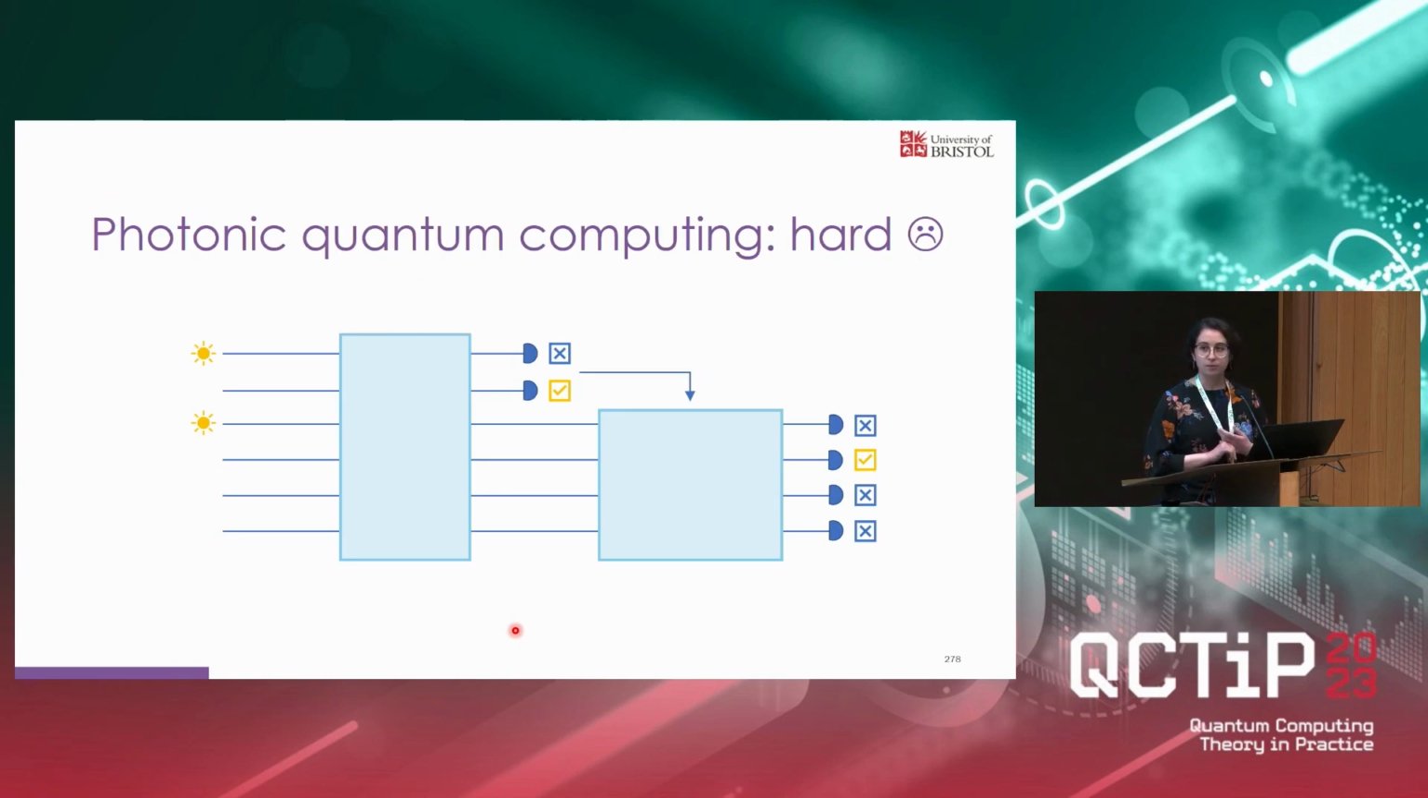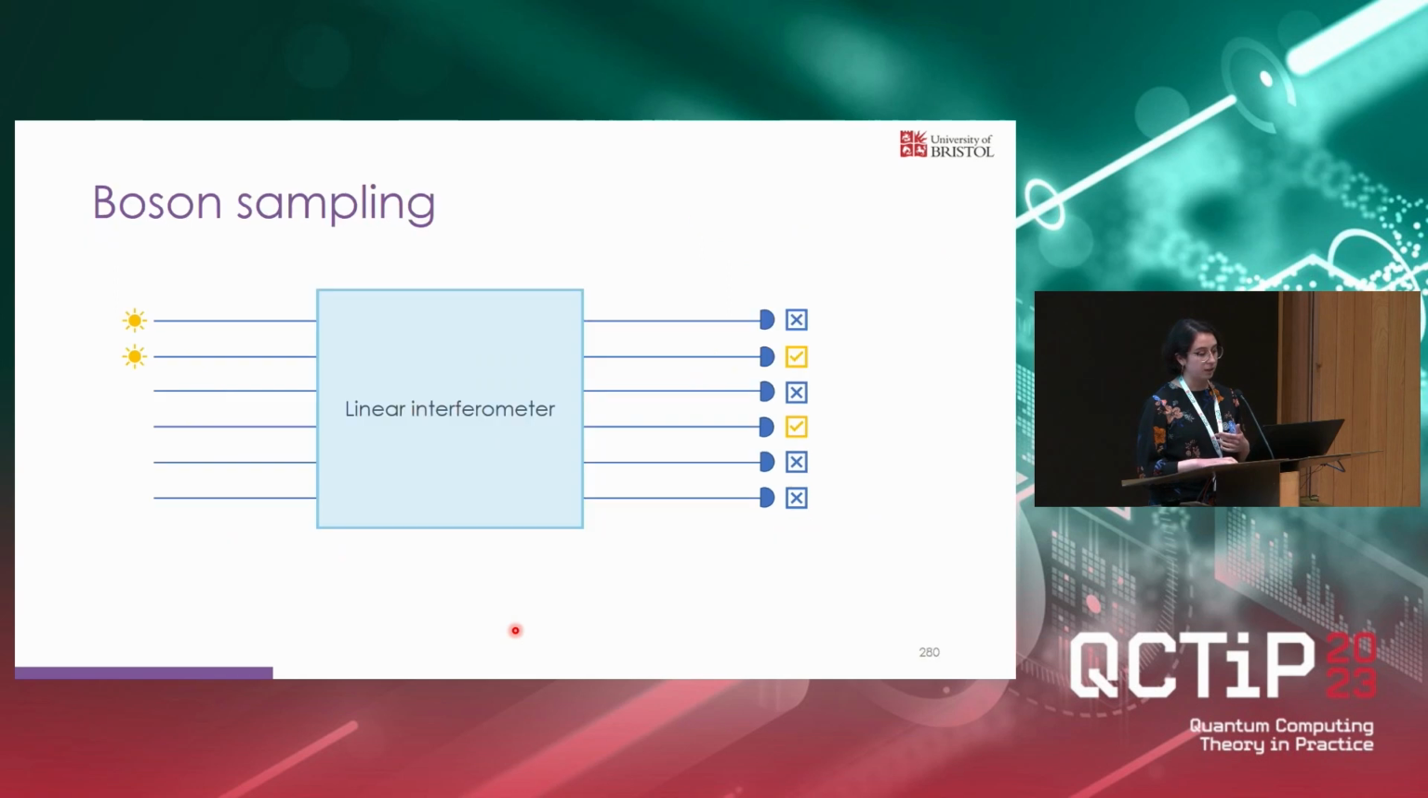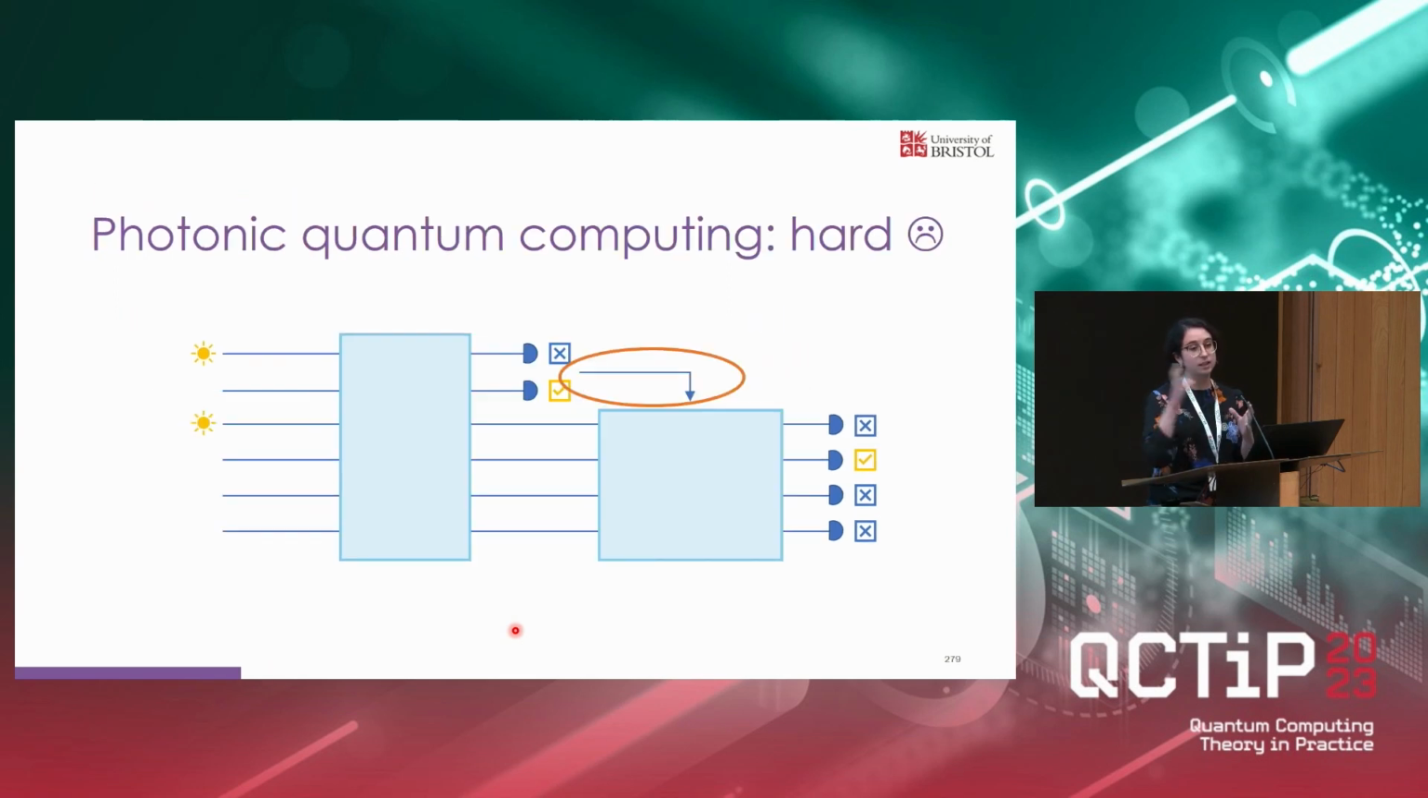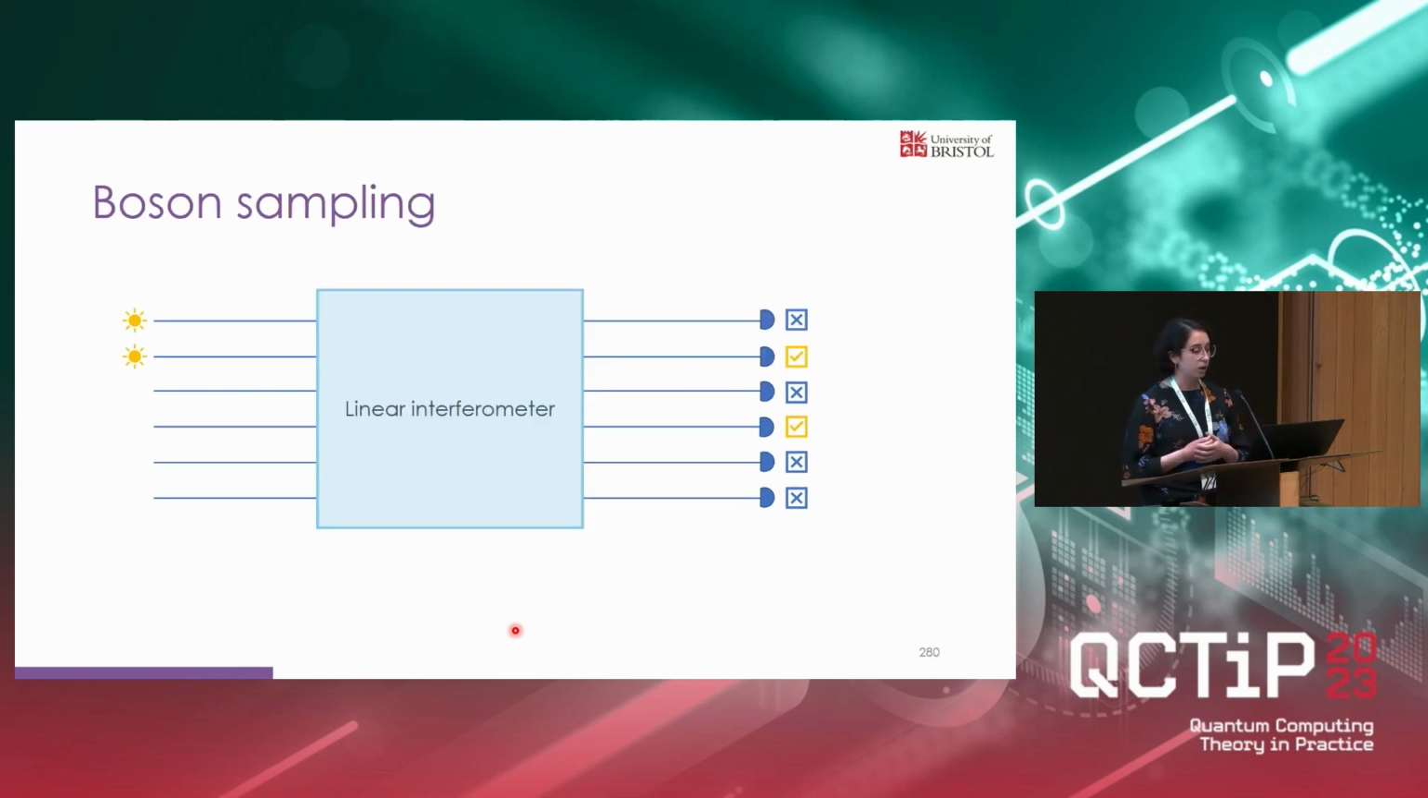So photonic quantum computing is hard for a number of reasons. One of the big roadblocks that we have to overcome is measurement and feed-forward. So that's the process where later parts of your calculation are going to depend on measurement results from earlier parts of your computation. So this is difficult, and basically the idea behind boson sampling is: what can we do without this?